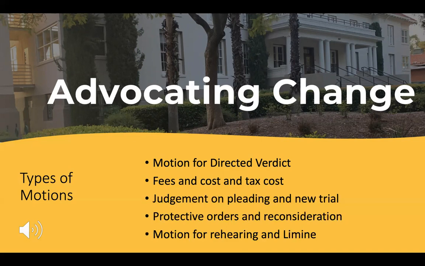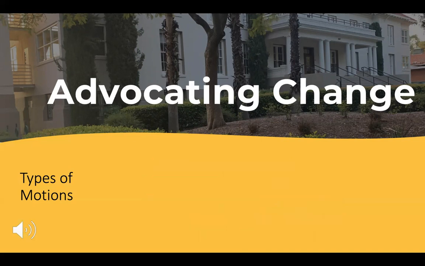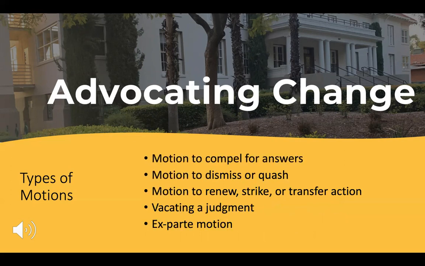Motion for limine is a motion to eliminate specific evidence at trial. Motion to compel answers is a motion for an order to compel answers after respondent fails to respond. More types of motions. Motion to compel for further answers is a motion for order requiring respondent to provide additional answers to discovery. Motion to dismiss is a motion to terminate action.